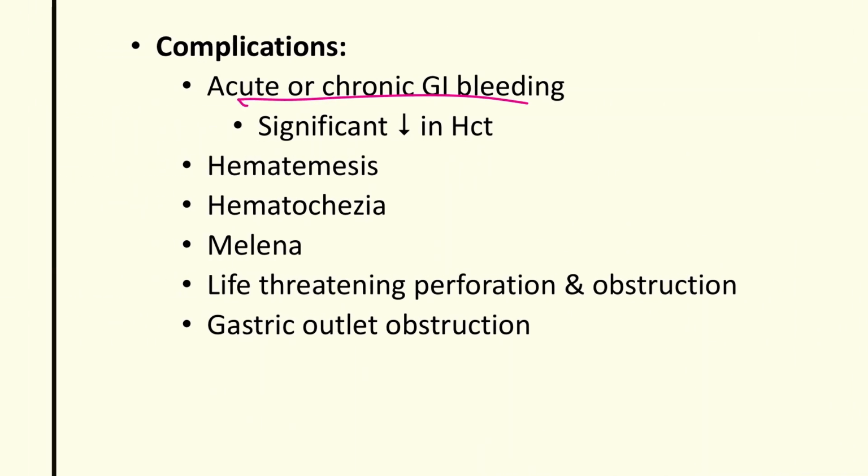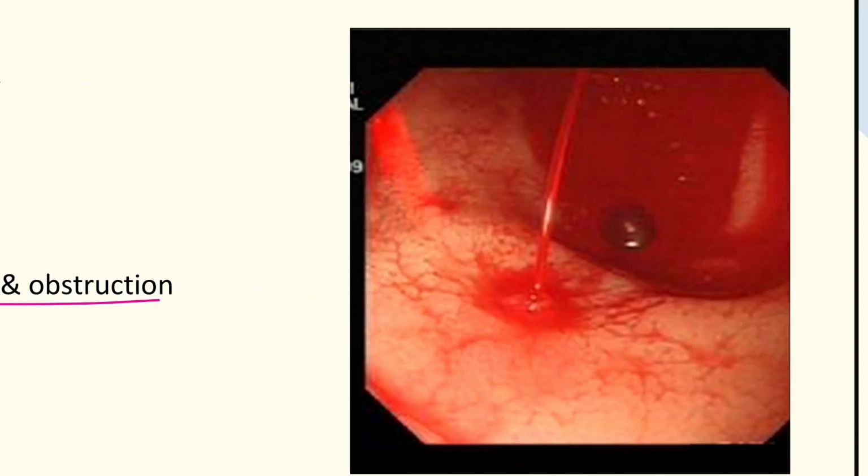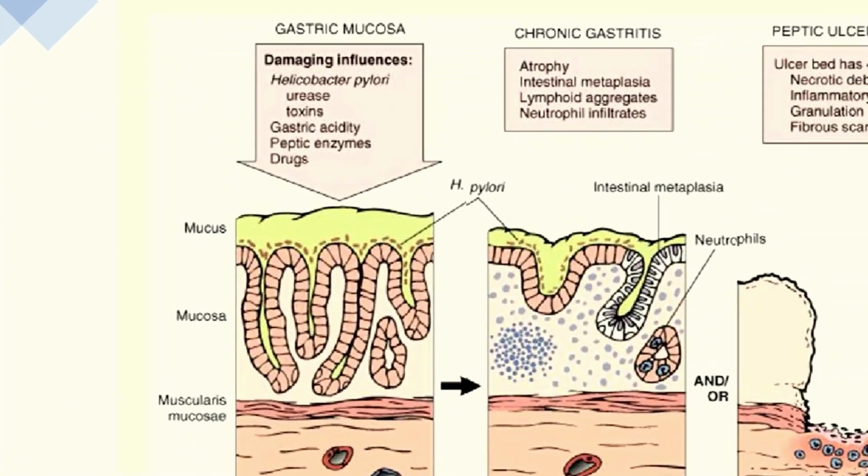So acute or chronic GI bleeding, again, a decrease in your hematocrit because those red blood cells are now going into the intestine and they're not staying in the blood. Hematemesis, hematochezia, melena, life-threatening perforation or obstruction. If that ulcer goes deep enough, it will perforate the lining, and now those contents are going into the space of the abdominal cavity. Gastric outlet obstruction, just like what it sounds like, nothing's getting past it. And there's your bleeding ulcer.